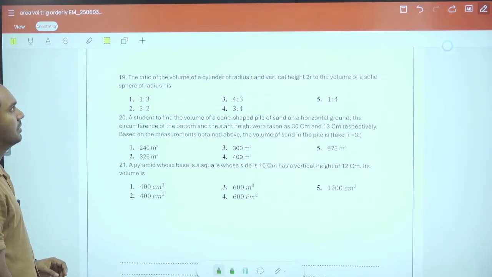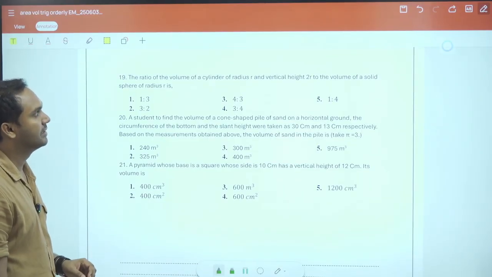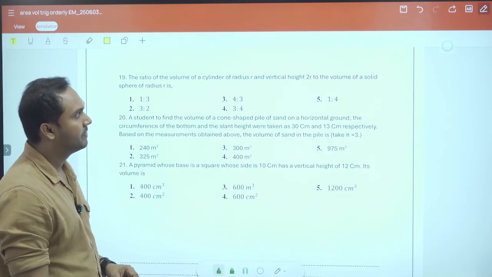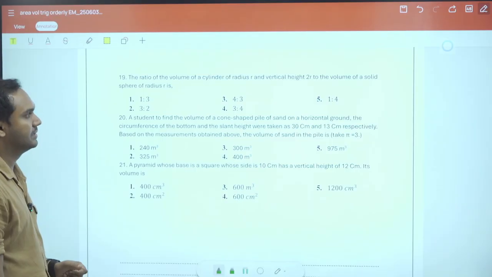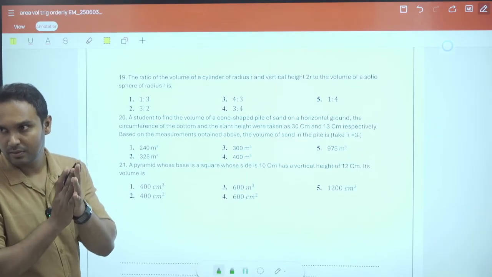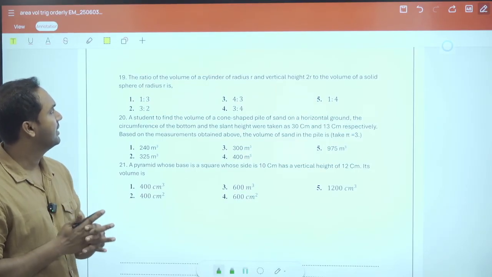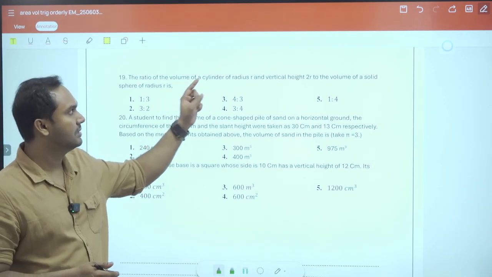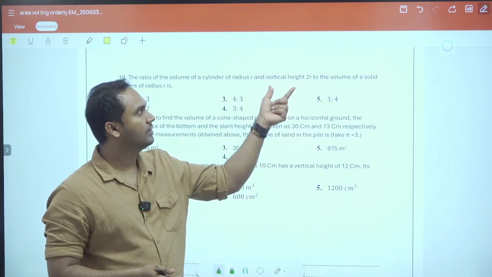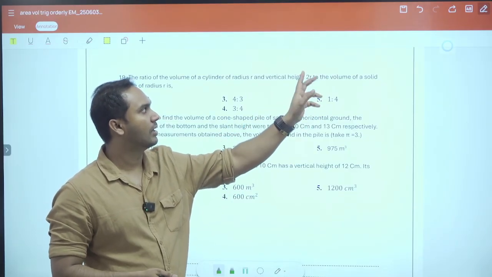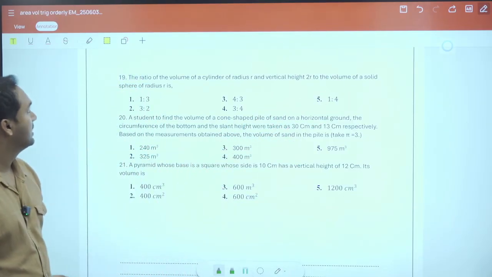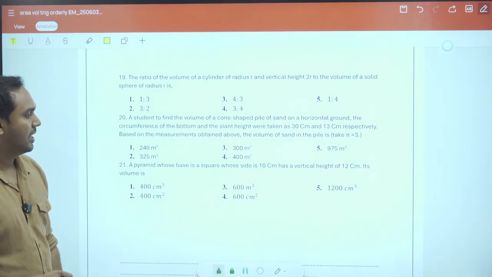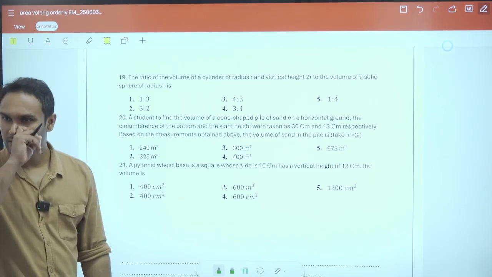The ratio of the volume of a cylinder of radius r and vertical height 2r to the volume of a solid sphere of radius r, right? Can you understand the question? What does the question ask? The cylinder's radius is r and the vertical height is 2r. So you have to divide the two volume values, no?